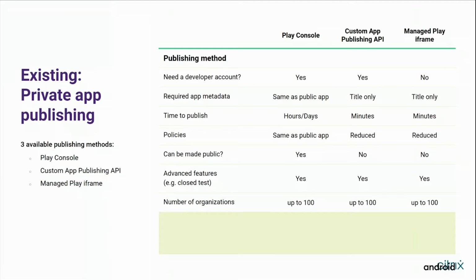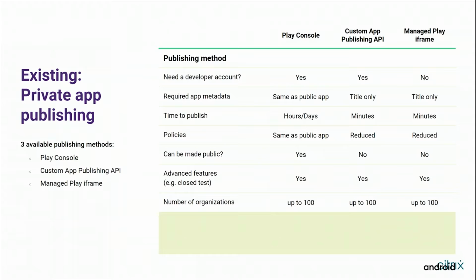And this is why a while ago, I think it was around 2019, we introduced a lighter and faster publishing process for private apps. You just need to provide an APK and a title. We apply a reduced set of policies to your app, and your app is published within minutes after you click the publish button. This new process is available directly in the ManagePlay iframe and has been already widely adopted by customers.